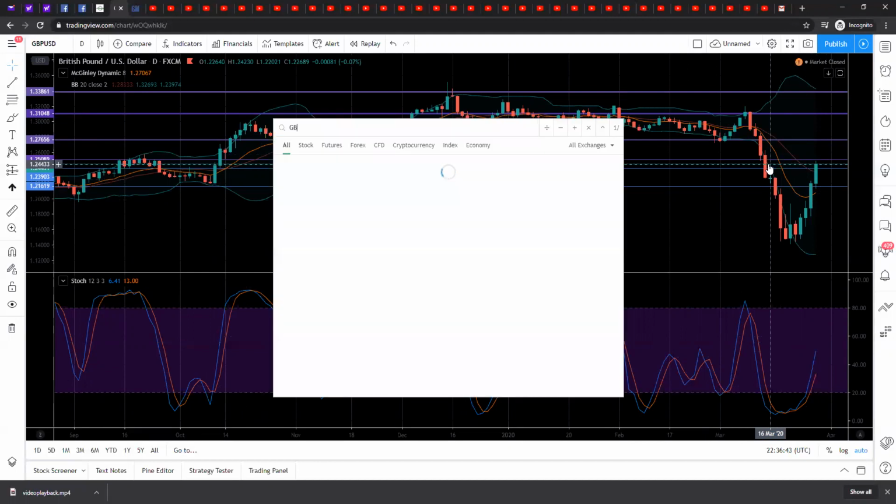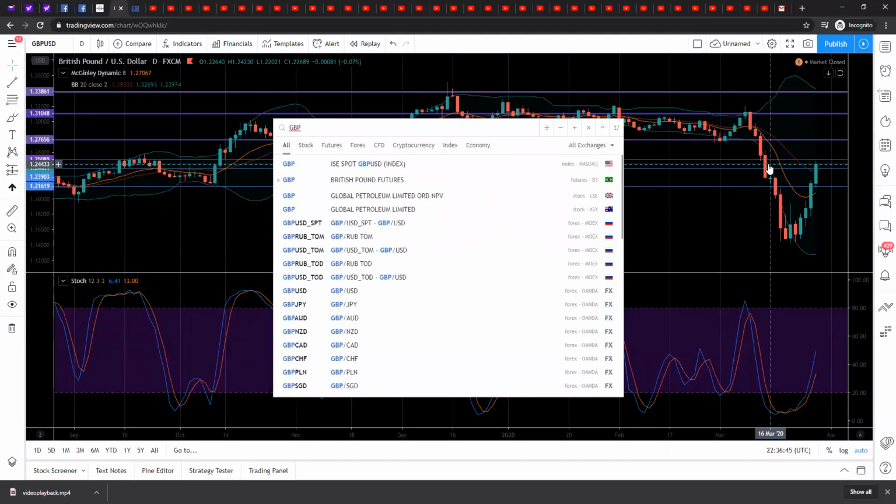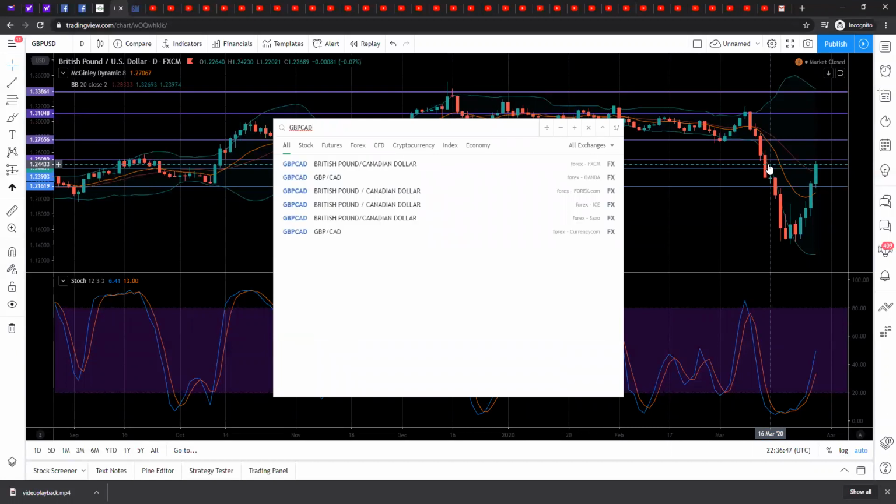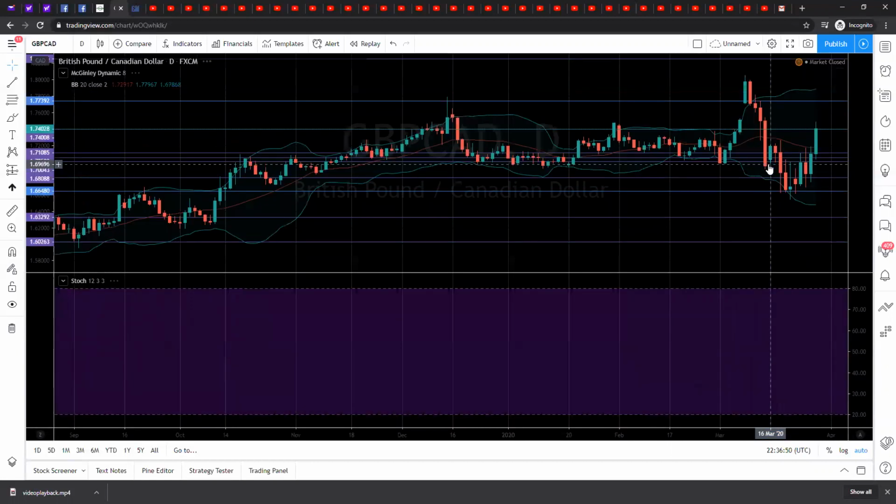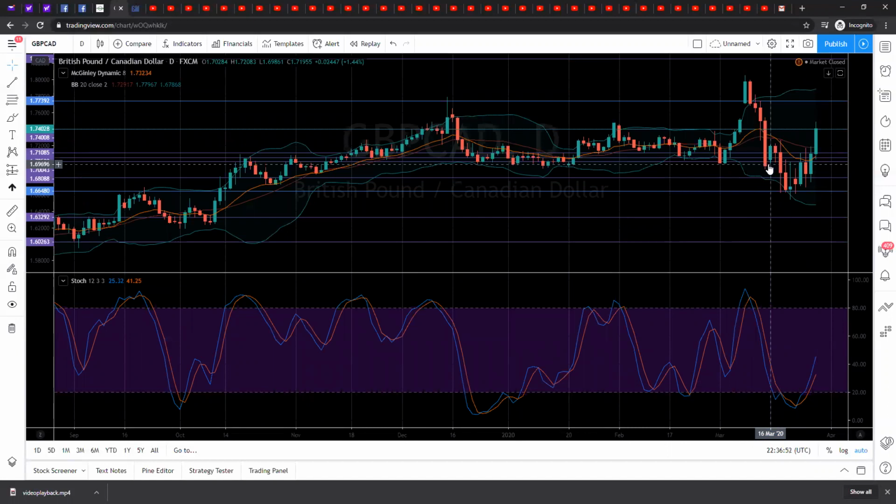Now let's go to the next pair. That will be the pound Canadian dollar pair. And for this one also, we had analyzed the small retracement upwards and continued downwards, but we didn't quite do that.